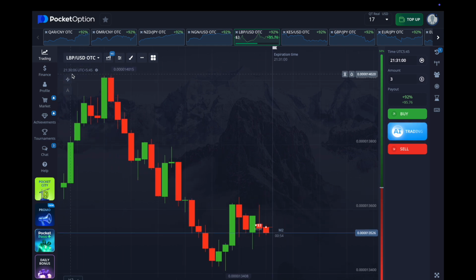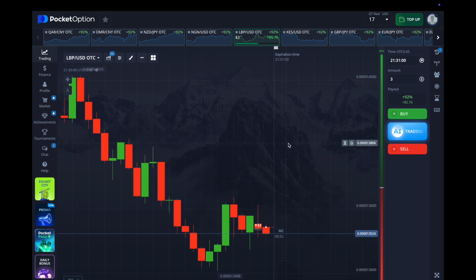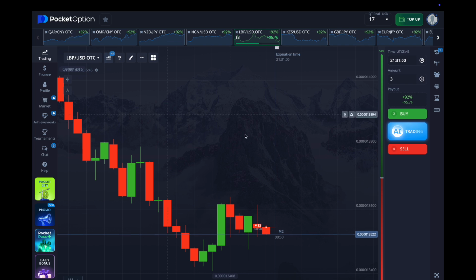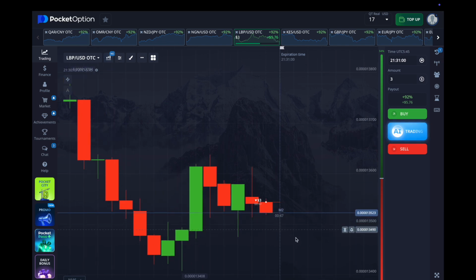My trade time is 2 minutes because the default setting of this particular currency pair is 2 minutes. That's why I have set my chart to 2 minutes as well. You have to keep this in mind as well. Okay, so let's see how this trade goes on.